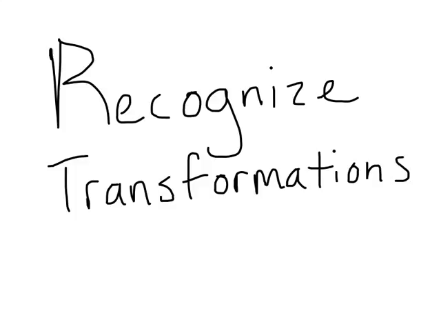Let's get started. Let's look at your do now. Look at the first question. The letter D. Is that a translation, reflection, or rotation? That's a rotation. You can see that D made a quarter turn clockwise. It turned 90 degrees clockwise.